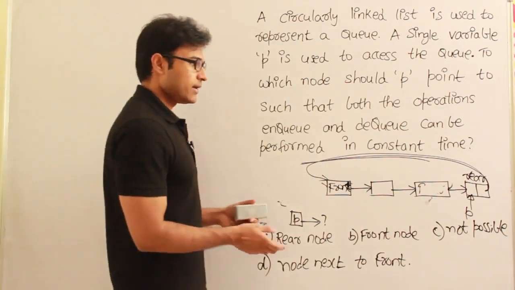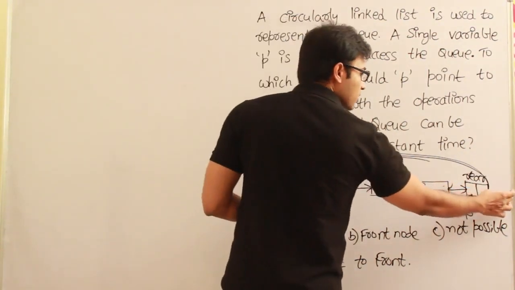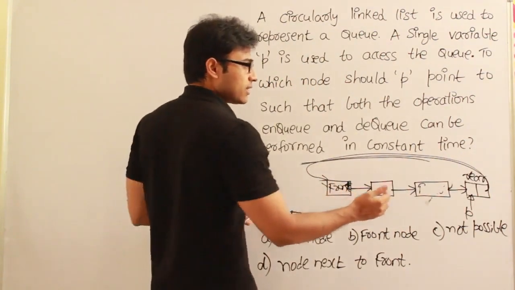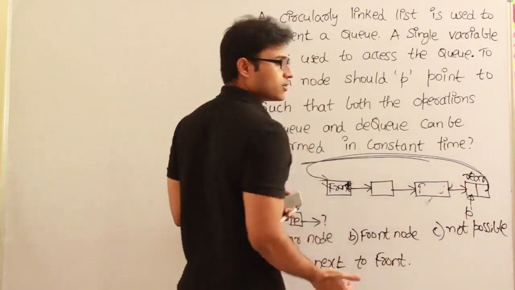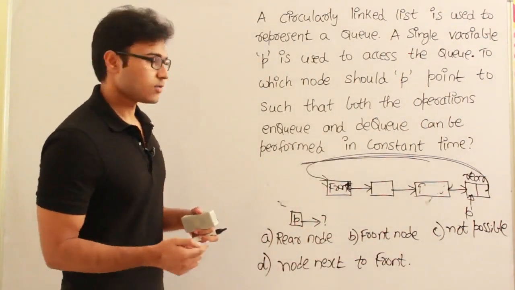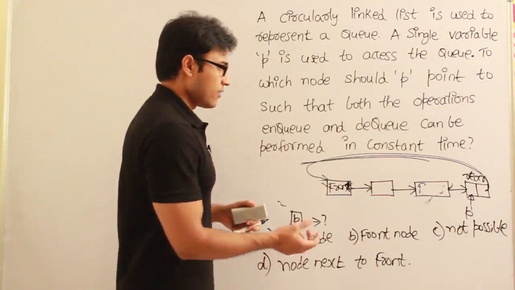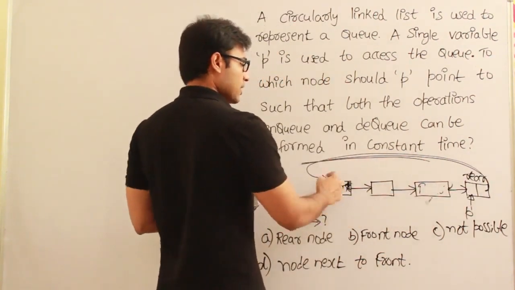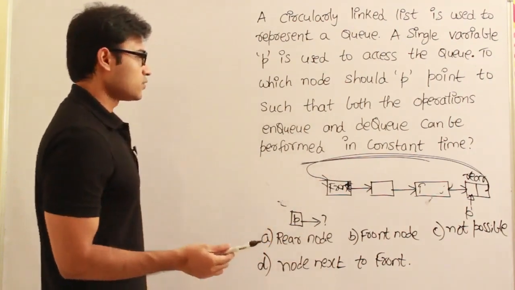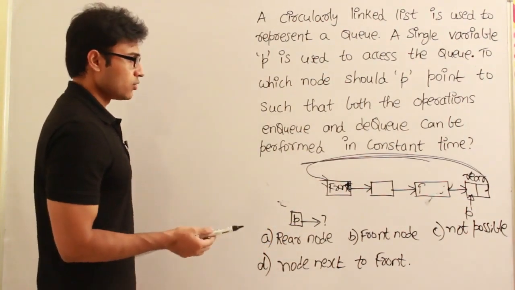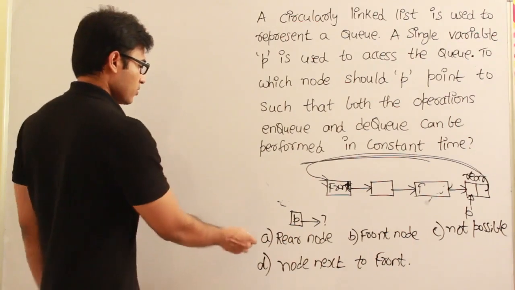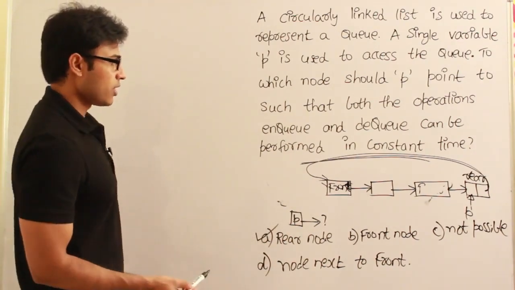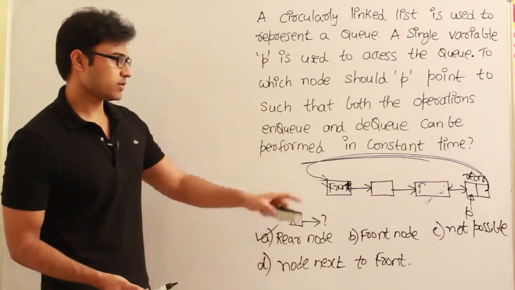How? While adding an element, just add it after this node and make it point to the front node, and also see that p is incremented so that it will point to the newly added node. And while deleting, dq, we have to delete this one, which is already being pointed by the last node. You can directly delete it, free it. So in order to nq and dq, if p points to the rear node, it is very simple. We can nq and dq in constant time if p points to the rear node.